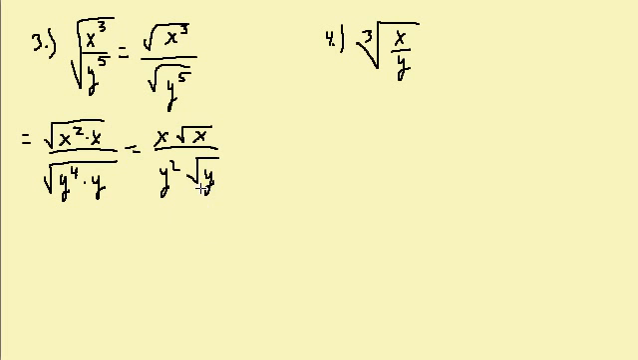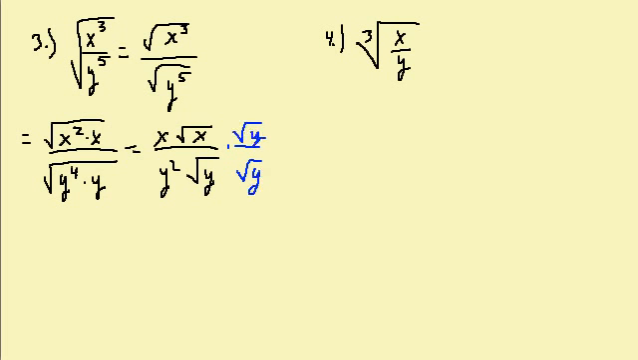Now I need to get rid of the radical in the denominator because I'm finished simplifying the numerator and the denominator. So to get rid of the radical, what can I multiply the square root of y by to get rid of the square root? Well, I can multiply that by the square root of y.